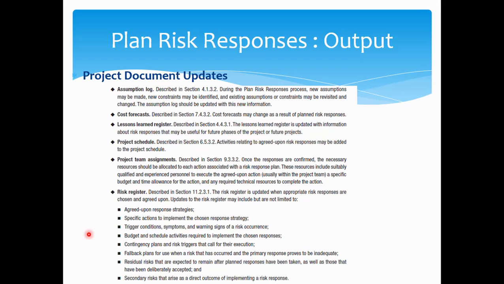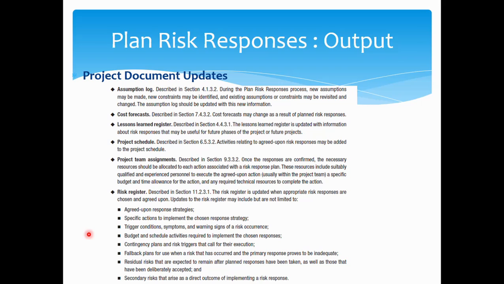We'll be filling up the blank columns in the risk register with the agreed risk responses. What is the chosen response strategy that we have chosen? What is the triggering point for your plan A, plan B, and what are your triggering points? Any budgets that you're allocating, you can put in columns for your budgets. Contingency, as I told you, the plan B, the contingency plans, and the risk triggers for the contingency plans, the fallback plans, the residual risk, as I told you.